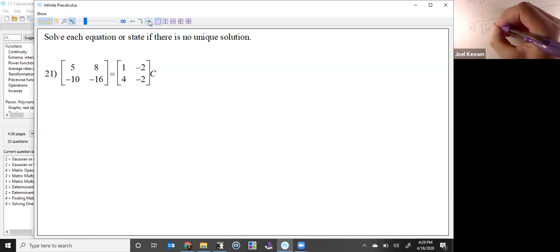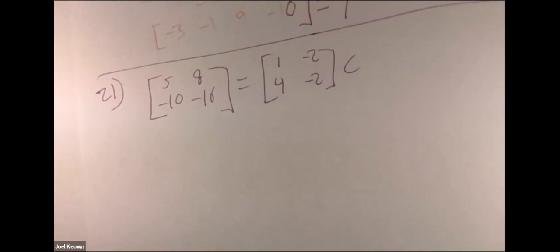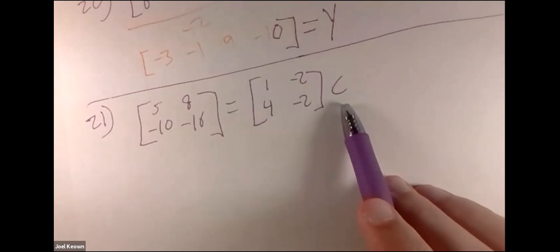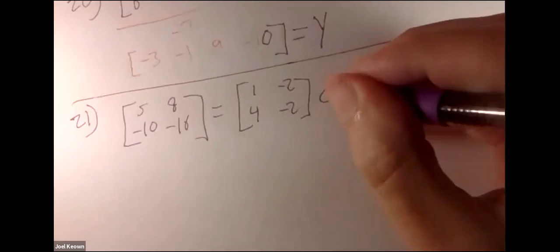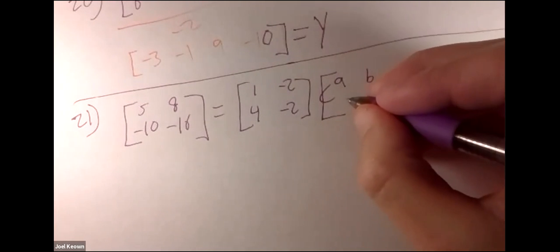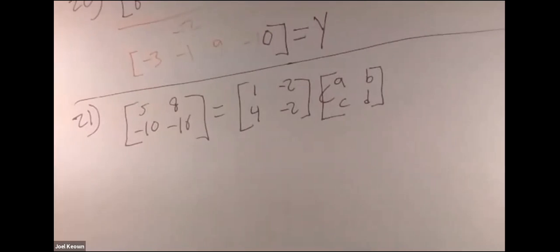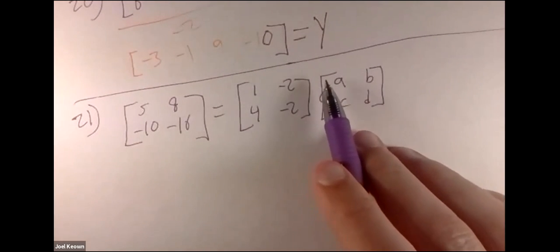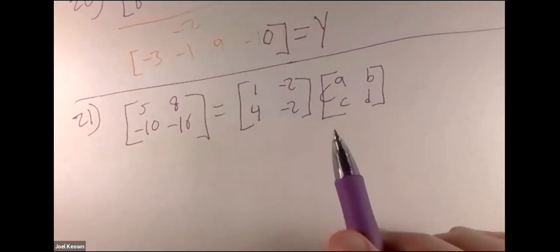5, negative 10, 8, negative 16, equals 1, negative 2, 4, negative 2, times C. Now, I know that C is a matrix. So I'm going to replace C with a matrix A, B, C, D. Okay? I'm going to put a matrix here on top of C. I'm replacing C with this kind of matrix. So I know it's a matrix.